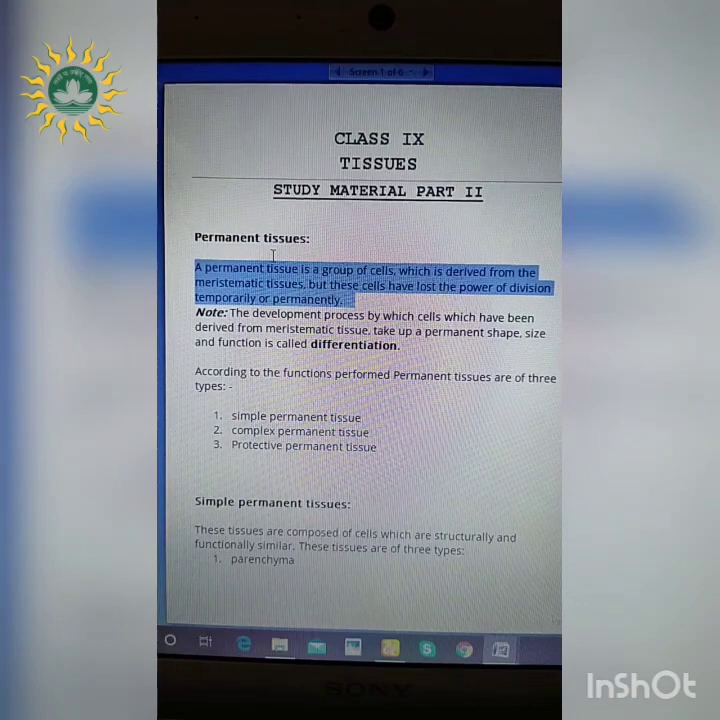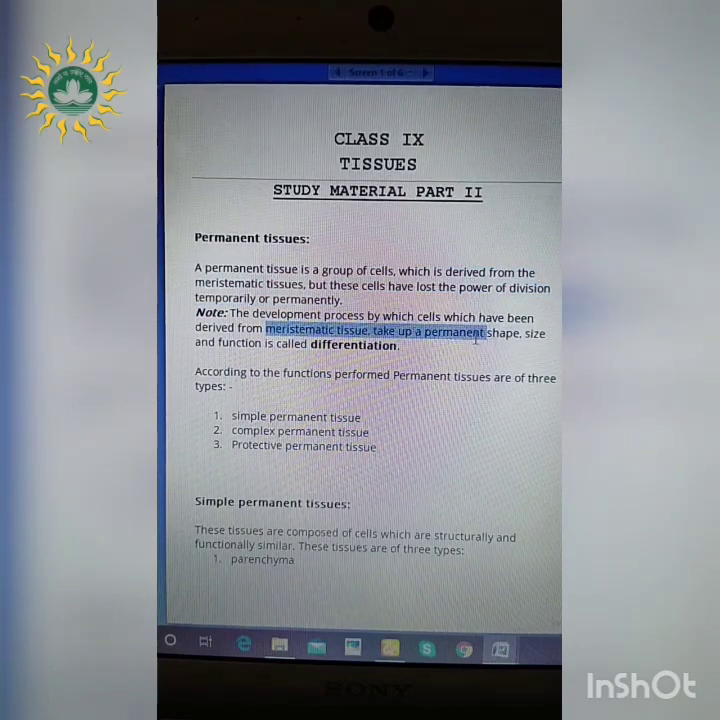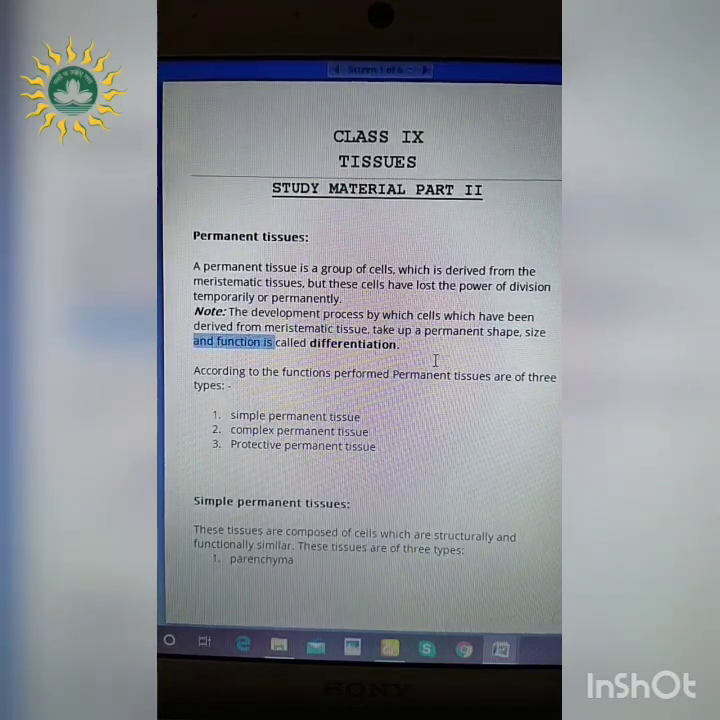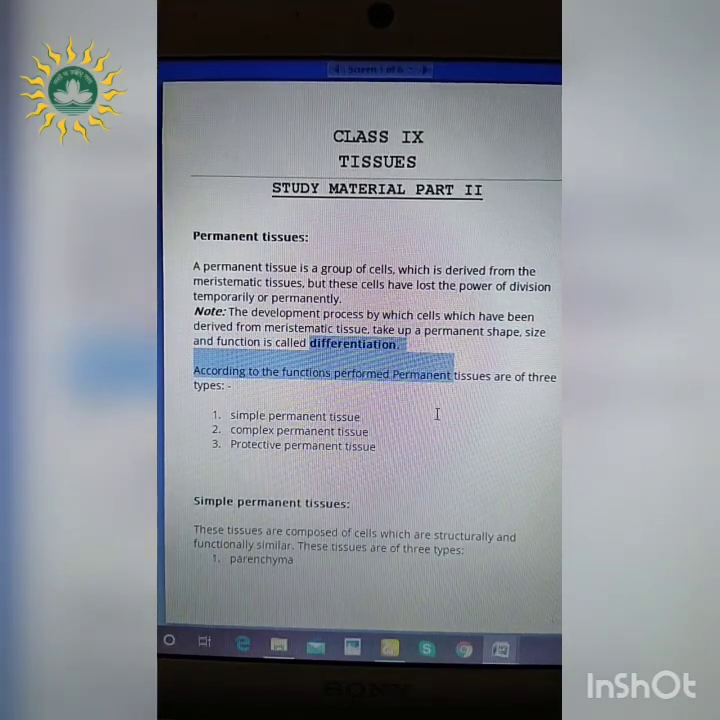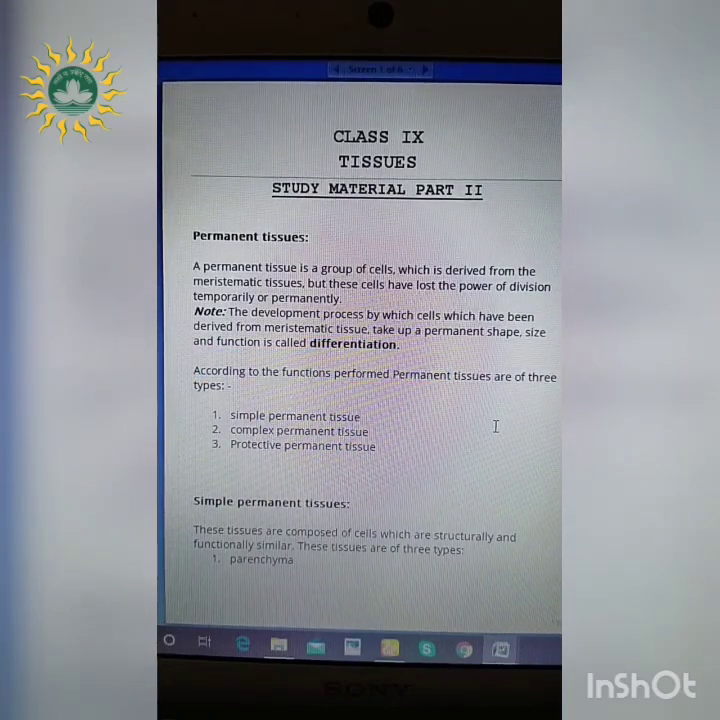So ultimately this development process is taking place. How? It is derived from meristematic tissue, and the permanent tissue takes up the shape, size and function, and that particular process is referred to as what? Differentiation. So according to the functions, this permanent tissue is of three types mainly. What are those? Simple permanent tissue, complex permanent tissue and protective permanent tissue.